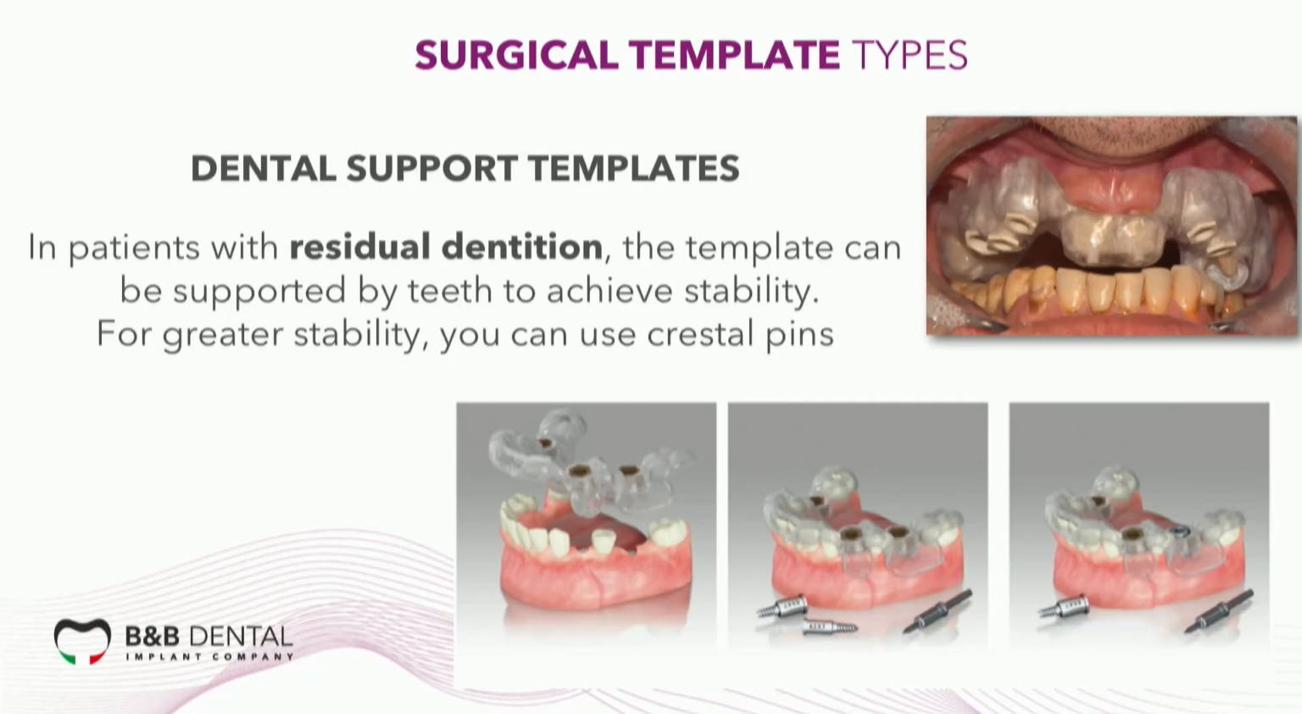There are 3 different types of surgical template. The first is supported by teeth. This is more stable than the others. I think if the teeth are in health, this is the best guide surgery that you can perform, because the teeth allow you to find the proper position and the proper stability of the surgical template. If you want to increase the stability, you can use the crystal pin. The crystal pin goes directly in the sleeve for the implant.